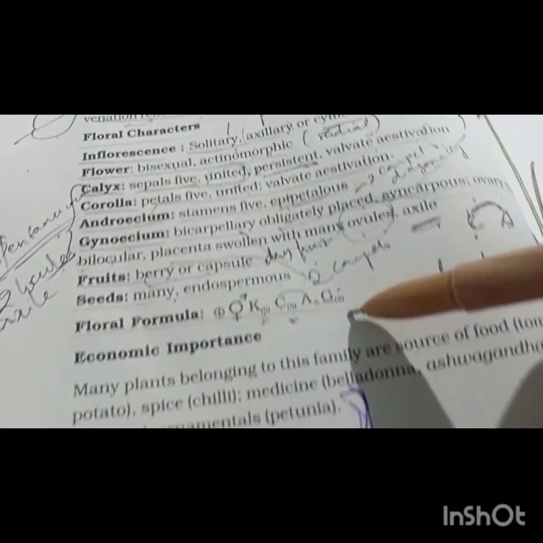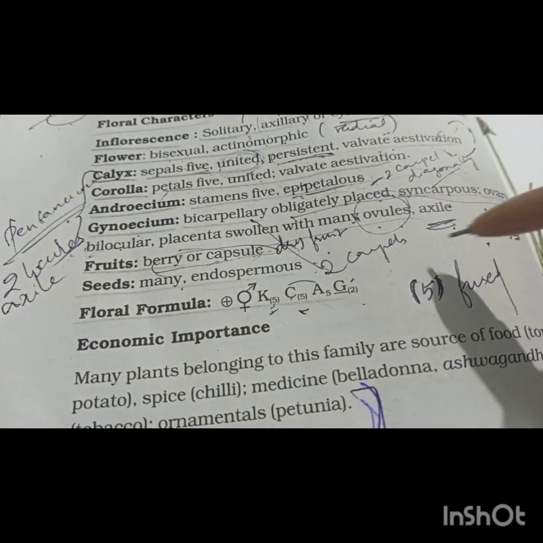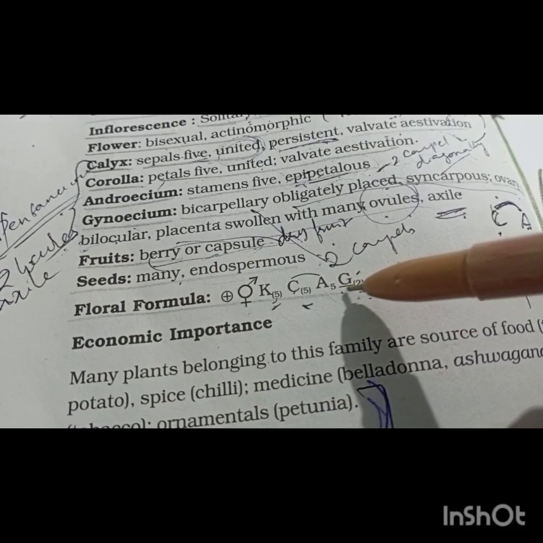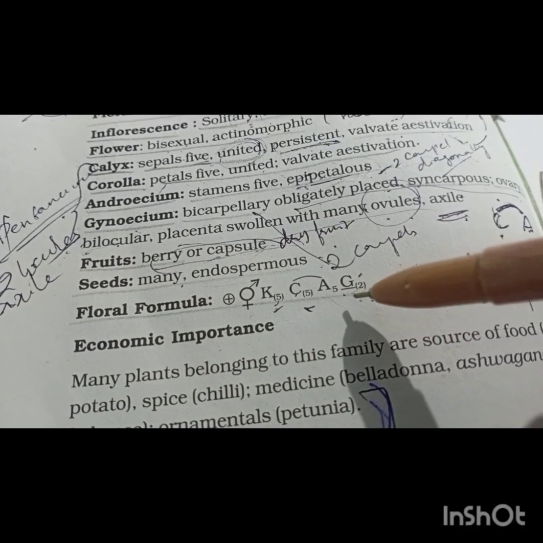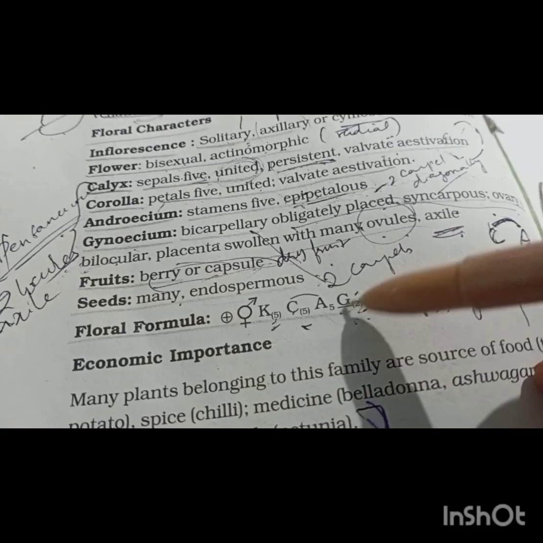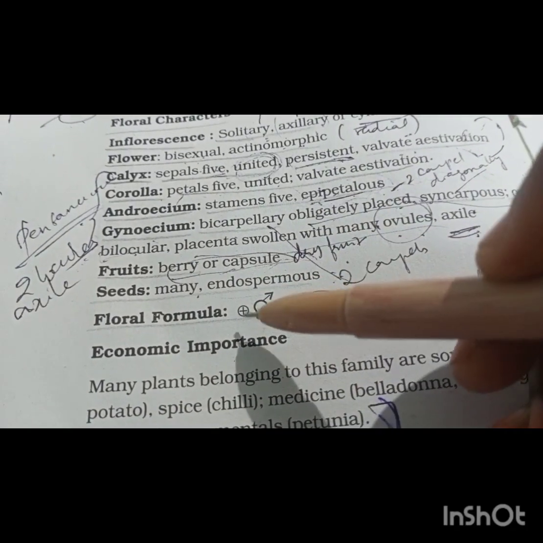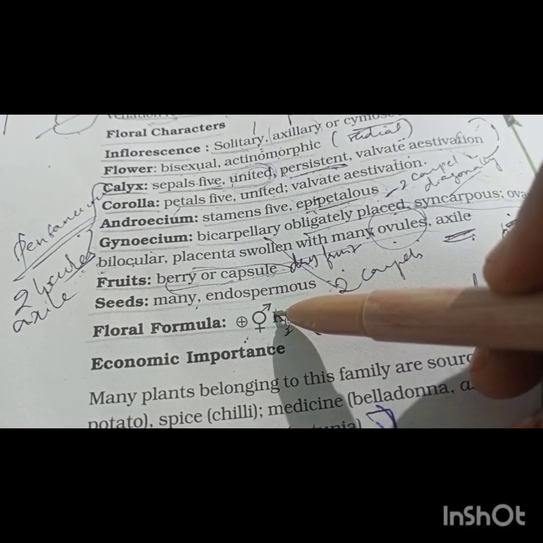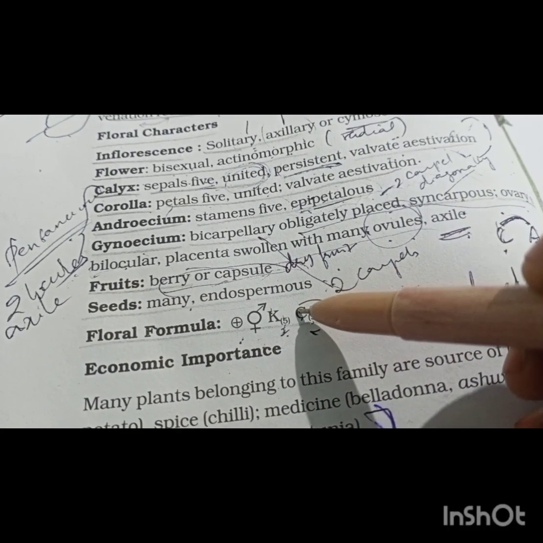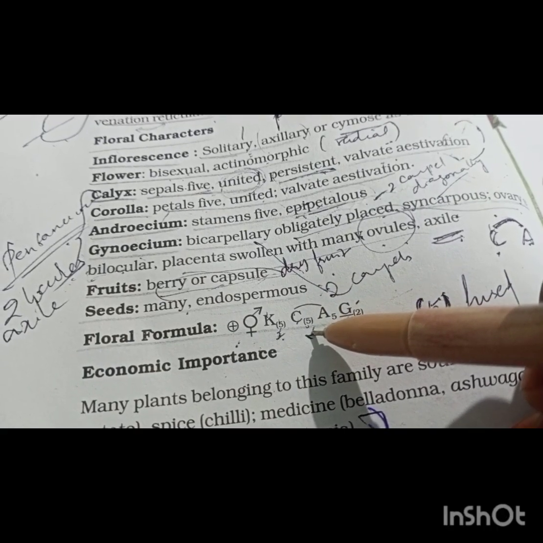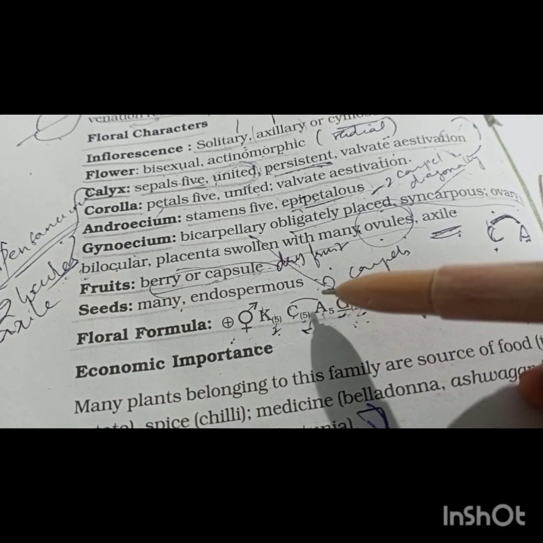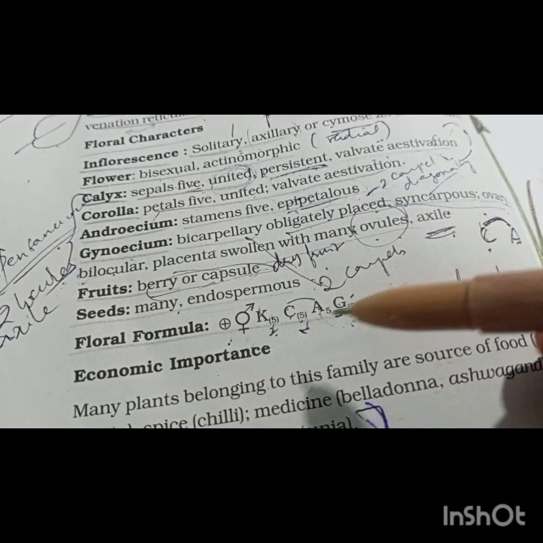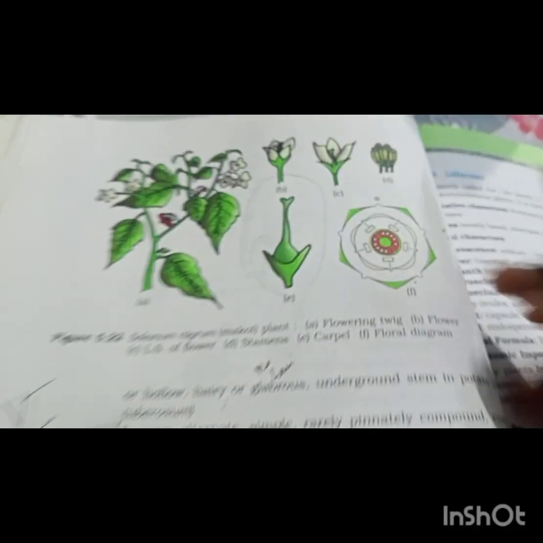And the gynoecium is bicarpellary, we have seen. So it is 2, and it is indicated by a line at the bottom which says that it is a superior ovary. Now you are clear. So actinomorphic, bisexual, 5 calyx, that is gamosepalous, 5 petals, that is gamopetalous, and this androecium is also 5, and it is epipetalous, that is, attached to the petals, and this gynoecium is bicarpellary with a superior ovary.